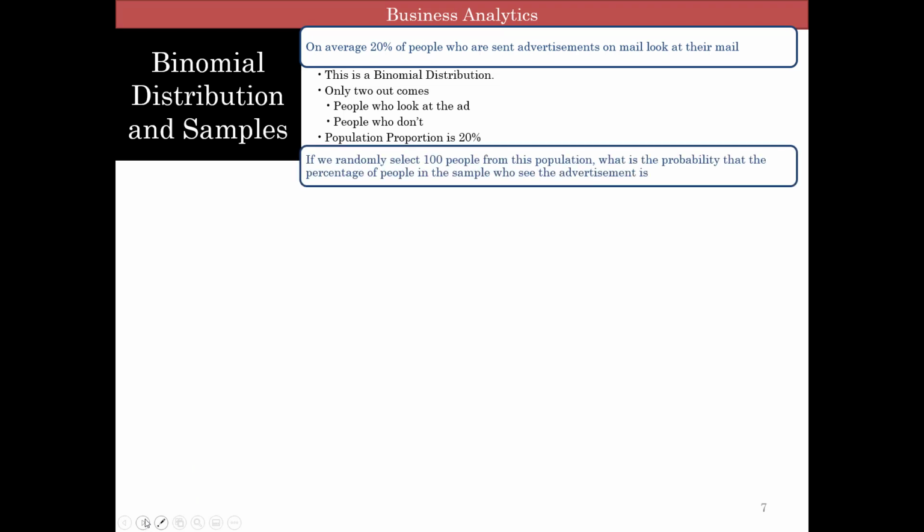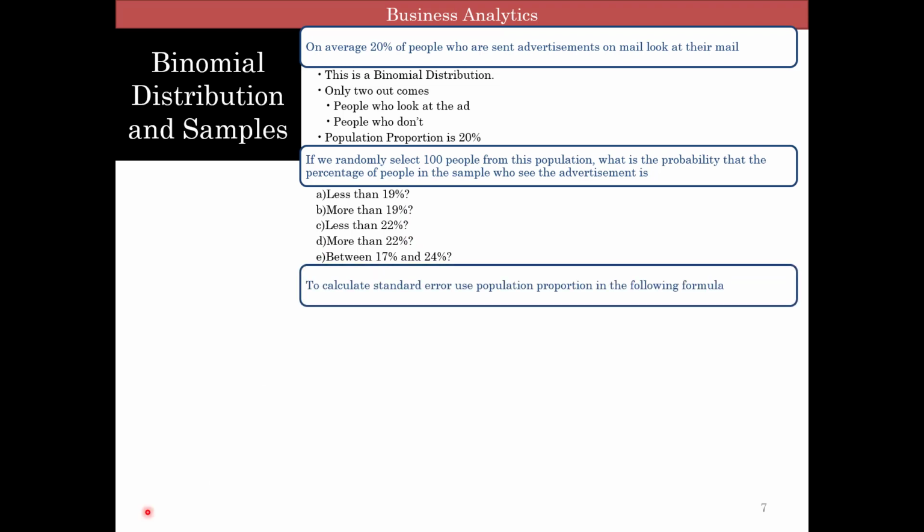Now if we randomly select 100 people from the population, we can then look at the probability that the percentage of people in the sample, this 100, who will see the advertisement is, and you can have a series of values here. Here we are looking for questions like, what's the probability 19% of them are going to look at the advertisement, or more than 19%, or 22 here, or between 17 and 24.